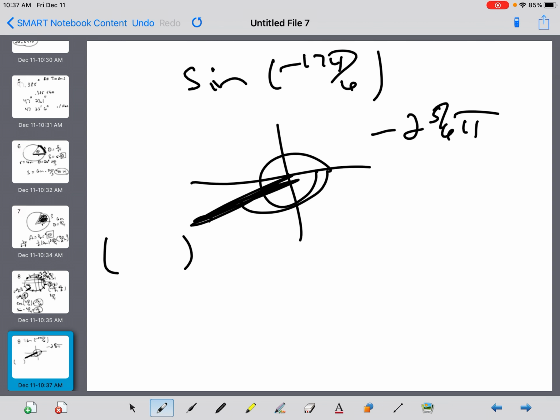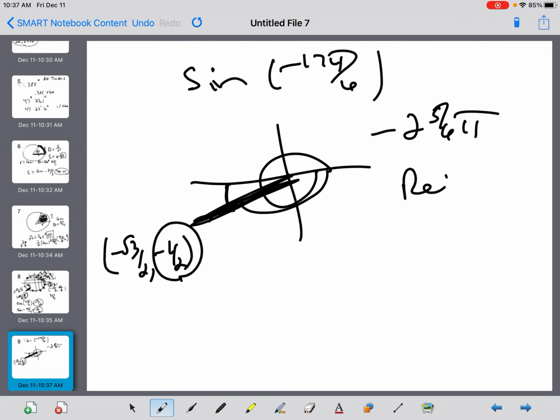That puts me right there. And that pi over 6 ordered pair right there in that quadrant is negative root 3 over 2, comma, negative 1/2. And because it's sine, the answer is going to be right there. Okay? So you just got to find the quadrant.